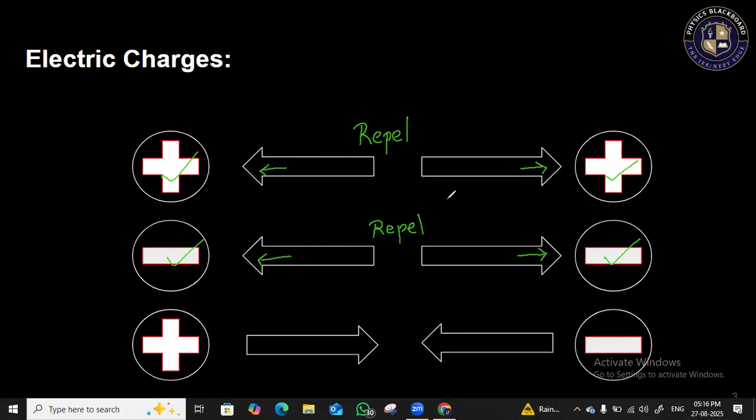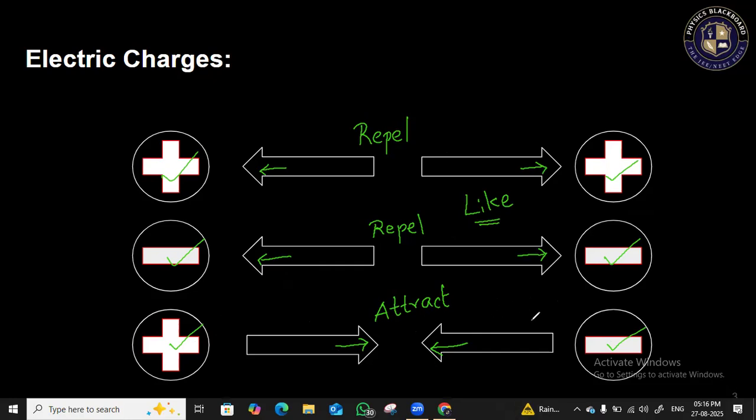Finally, from these two observations, we can conclude that if you place like charges together, they will repel. And in the third case, we place one positive and one negative charge together. You see that the positive charge moves towards the negative charge and the negative charge moves towards the positive charge. It means they will attract each other. That is, there will be a force of attraction between them.